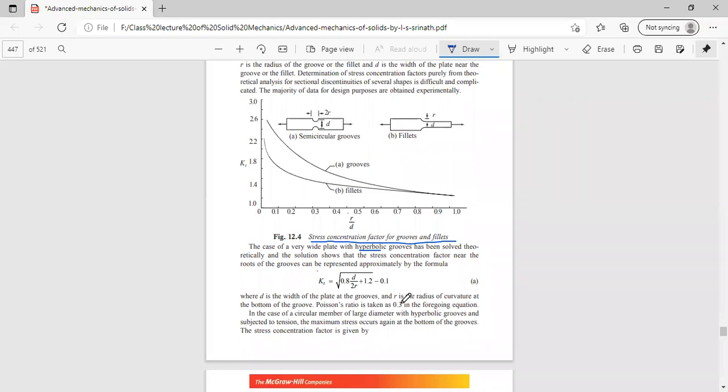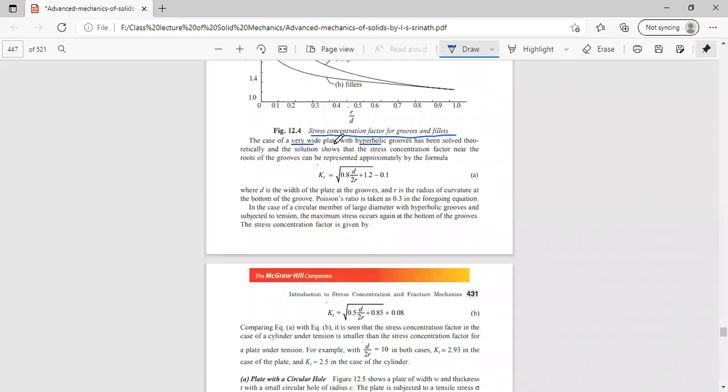The Poisson's ratio is equal to 0.3. This is the case of a very wide plate. But in the case of a circular member of large diameter with hyperbolic grooves, the stress concentration factor is given by this equation here, where D and R have the same meaning, where D is the original diameter of the rod and R is the radius of the groove itself.